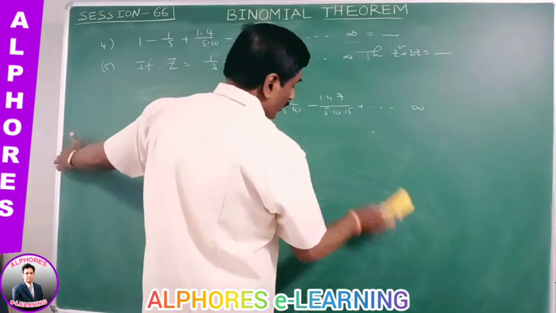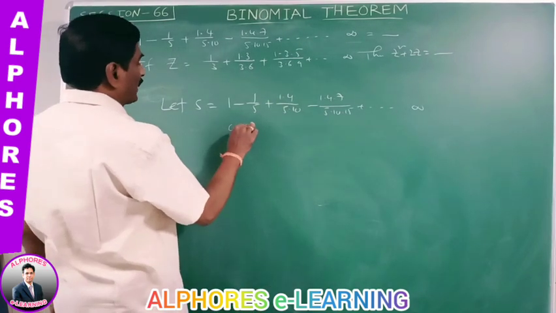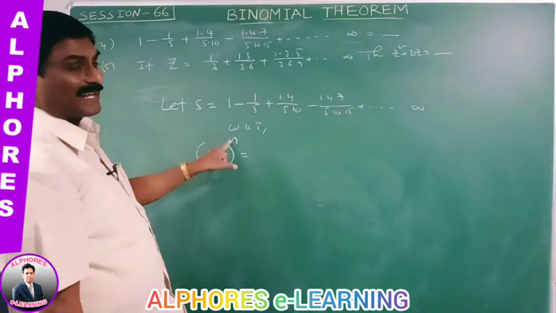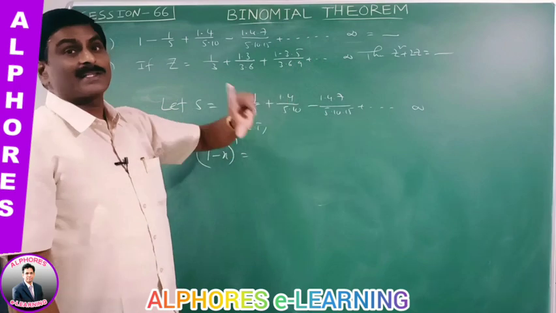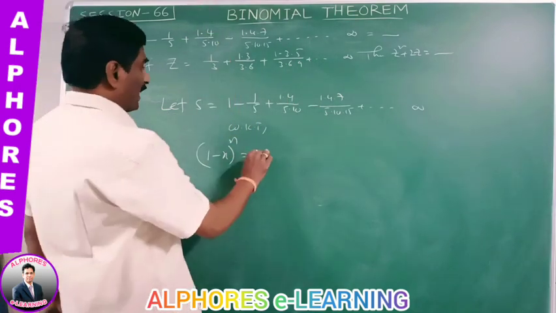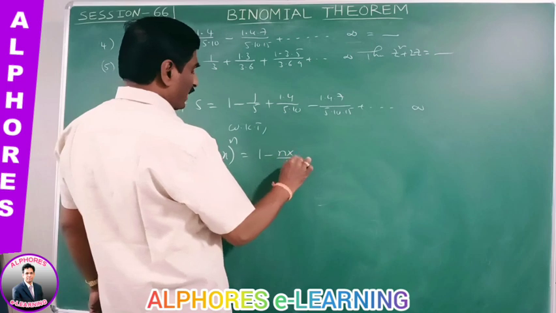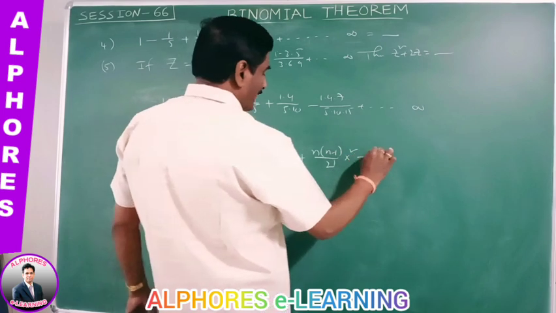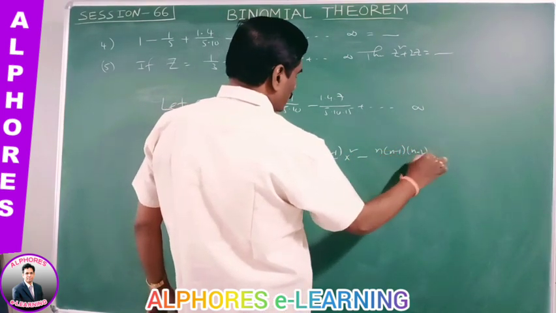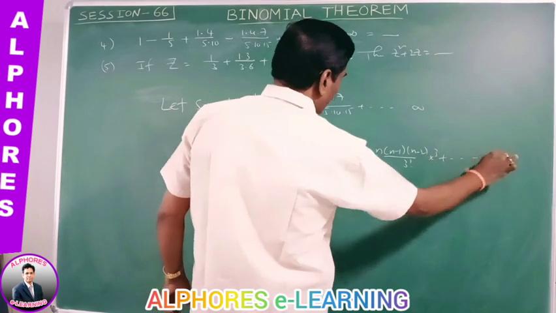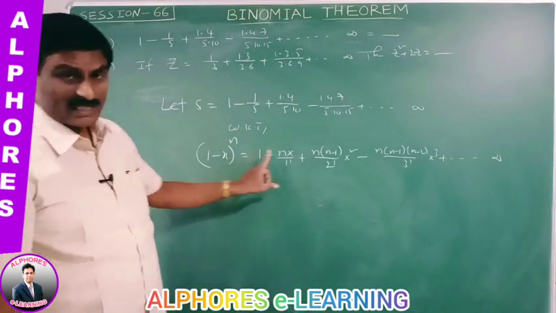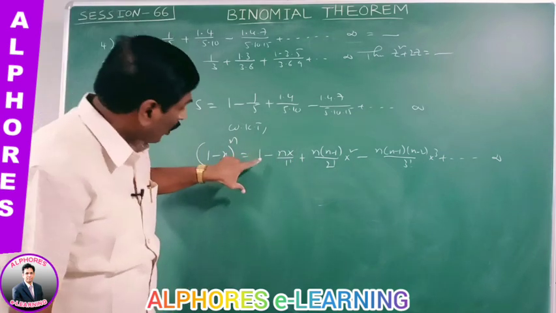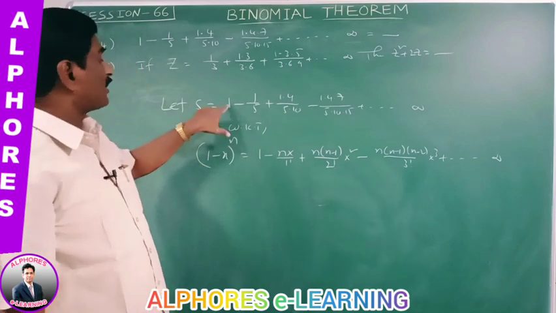Please observe these values. We know that (1 minus x) whole power n is equal to, what is the formula? If n is a rational index or negative integral index, we get infinite terms; in this case, n is not a positive integer. Okay: 1 minus nx by 1 factorial plus n into (n minus 1) by 2 factorial into x square minus n into (n minus 1) into (n minus 2) by 3 factorial into x cube plus so on, infinite. Okay, any doubt in this value? We know that (1 minus x) whole power n is equal to this value. This value starts from 1, and this value also starts from 1.